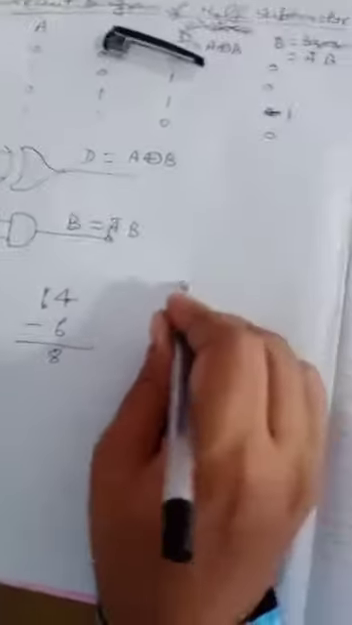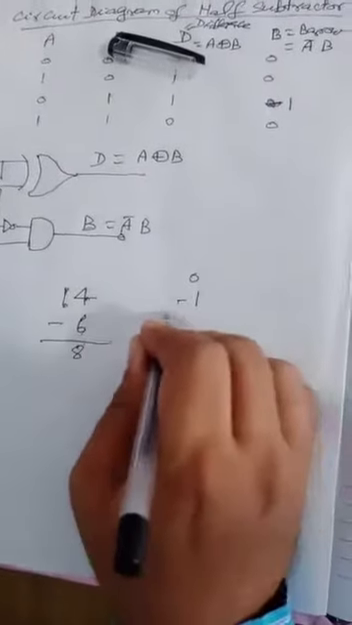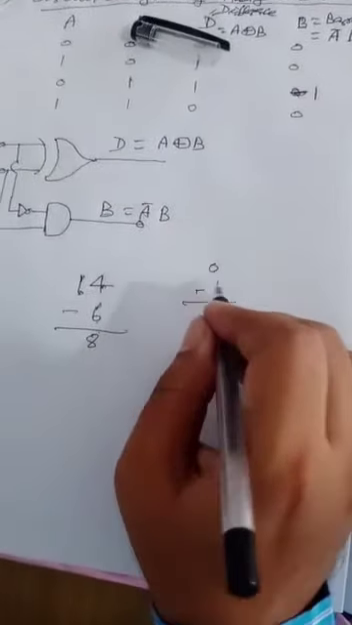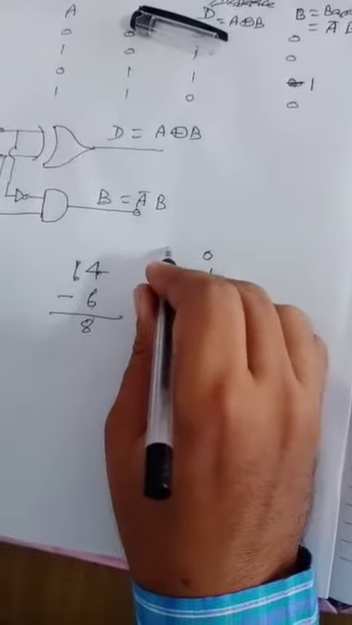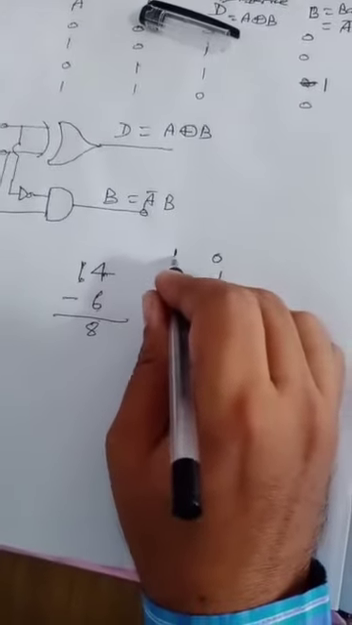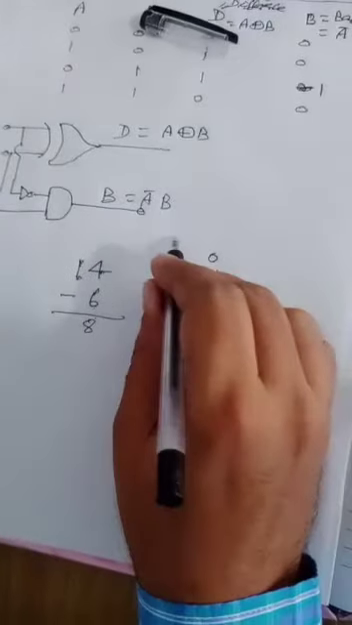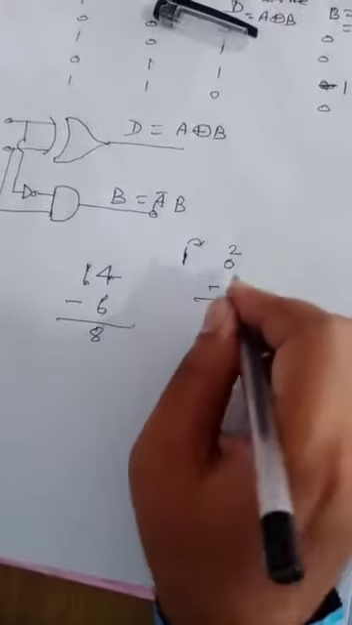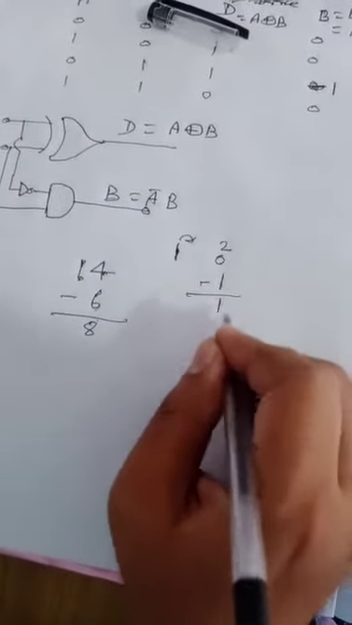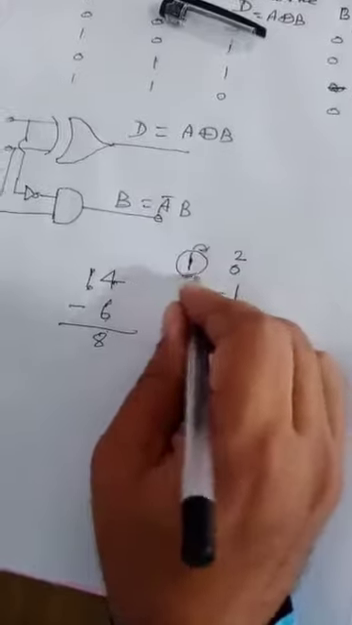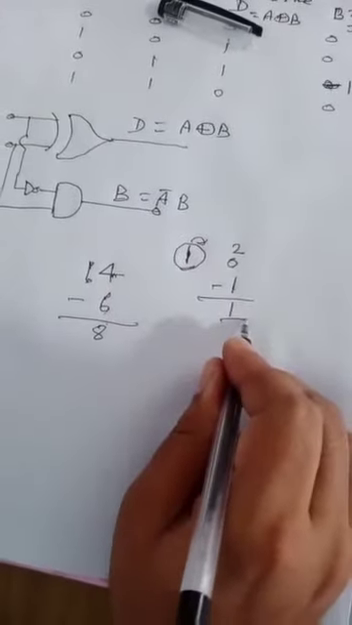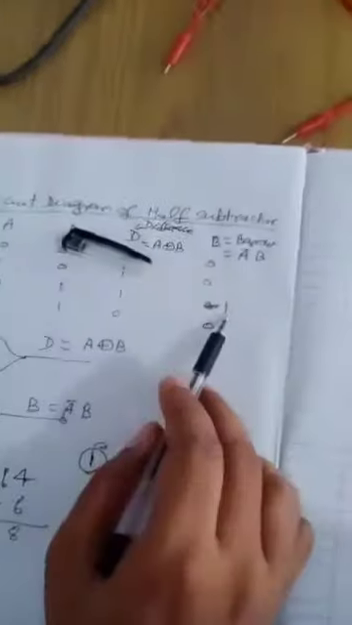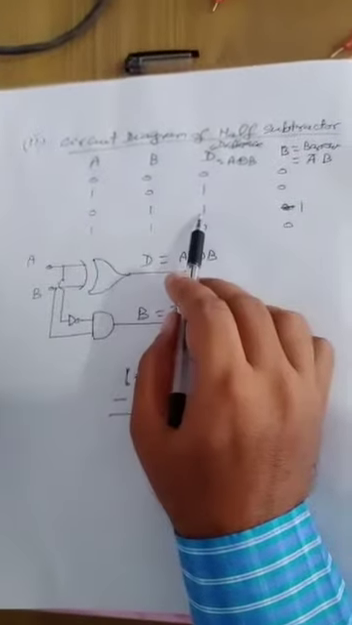In the same way, when we do 0 minus 1, then 0 is smaller. From the previous stage, we take 1 borrow, which in binary has base 2. It will come here and becomes 2. Then 2 minus 1, that is difference is 1 and you have taken the borrow 1. This means in this case difference is 1 and borrow is 1. Remember, this truth table is often asked in the viva and students often get confused in explaining this.